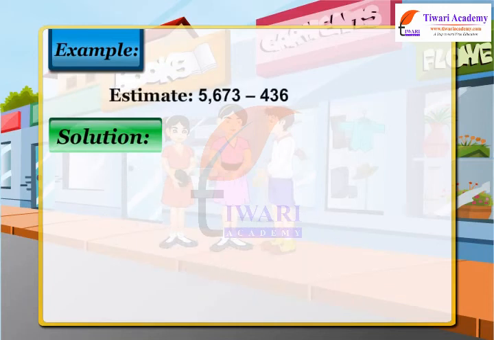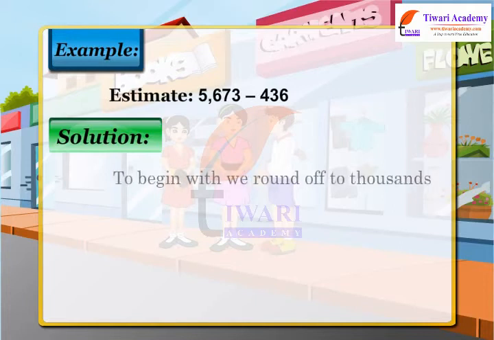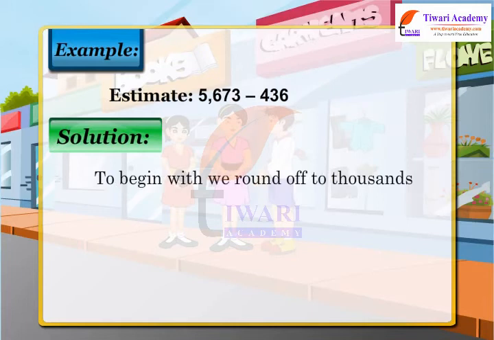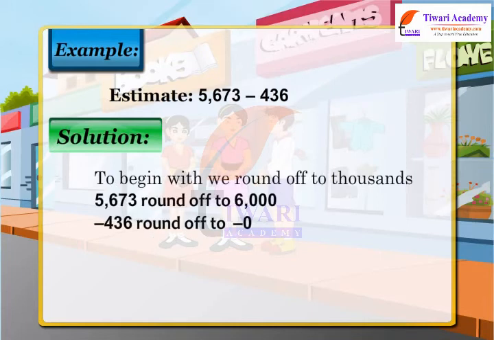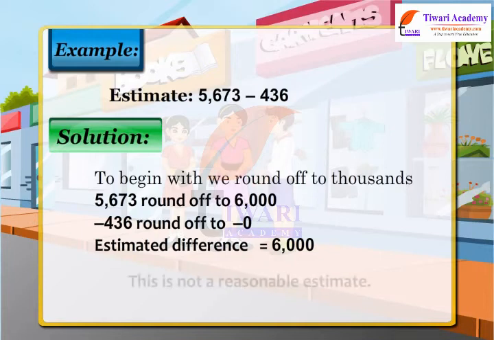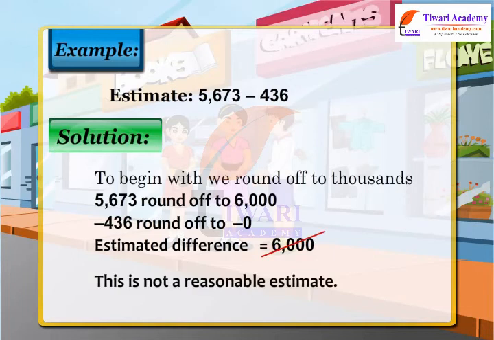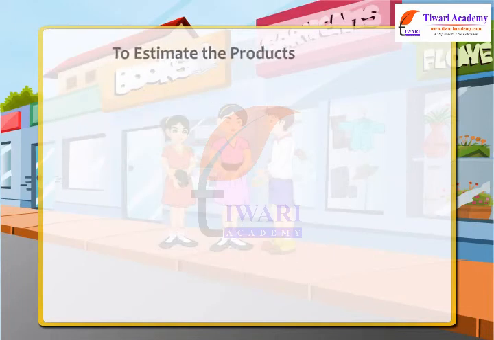Example: estimate 5,673 minus 436. To begin with, we round off to thousands. Why? 5,673 rounds off to 6,000, minus 436 rounds off to minus 0. Estimated difference is equal to 6,000. This is not a reasonable estimate.